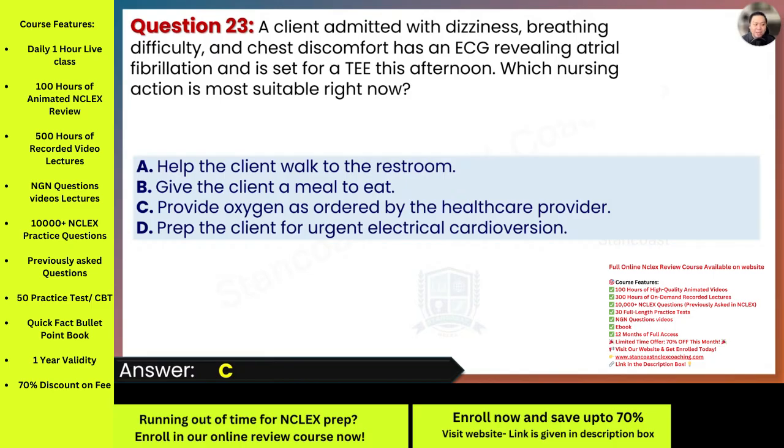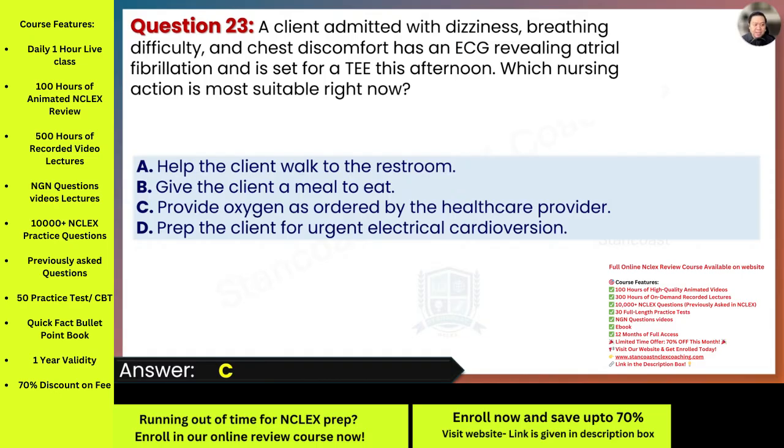Now, why is letter A incorrect? Help the client walk to the restroom. Very bad decision. It simply means that this is a very unsafe action for this client. Remember that they have dizziness and breathing difficulty, and so this can worsen the client's condition. They could potentially fall or lose consciousness if they exert themselves. Since their heart is not pumping effectively due to the AFib, any activity could worsen their symptoms or even lead to a collapse. The priority here is safety and stabilization, so walking should be avoided at all costs.